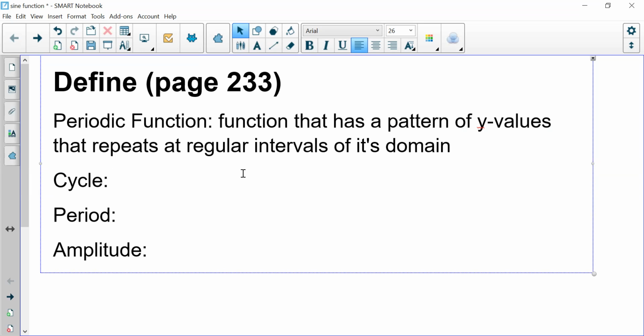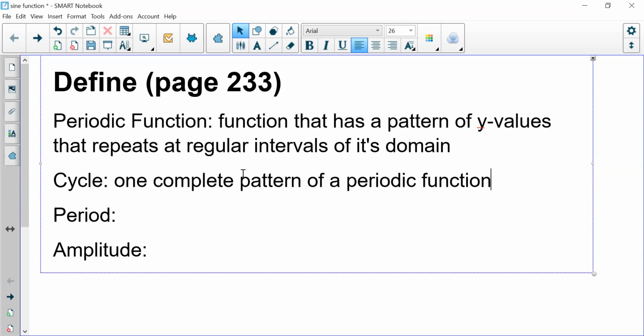Okay, Bella or Alexa, can you read cycle for me, please? I can read cycle. One complete pattern of a periodic function. Good. So one cycle. Let's think about Earth's position in orbit, how far we are from the sun. One cycle is 1 year. So we go from January 1st to January 1st. A complete pattern of that periodic function.